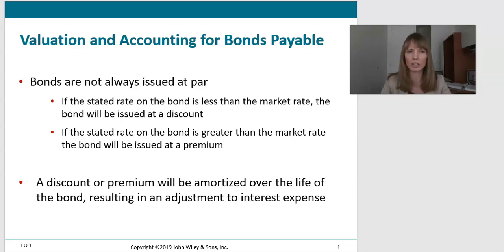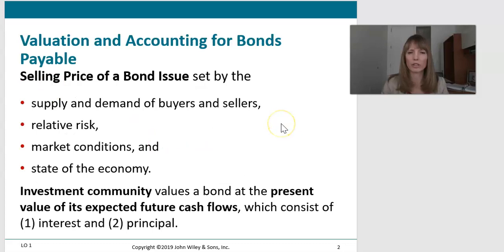Let's start by looking just a little more closely at how the selling price of a bond is determined. Here are the factors. Now, we saw in an optional video exactly how bond prices are set based on the bond stated rate and the market rate or effective rate. Here we see the more broad economic components: supply and demand of the buyers and sellers, relative risk, market conditions, and state of the economy.